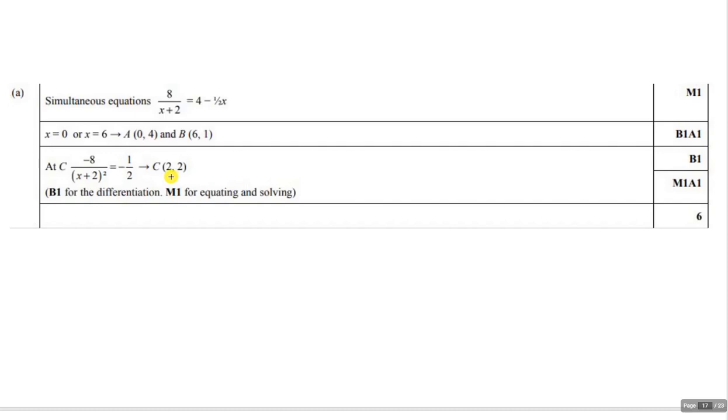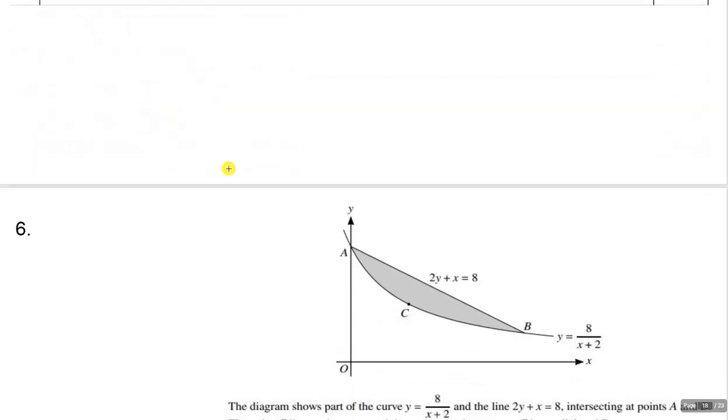All right, so again, basically it looks like you get 1 point for doing the differentiation, and then you get a method point for making it equal to -1/2 and then solving it, and then you get the answer point for actually doing it correctly and getting the C 2, 2. All right, so that's the first part.